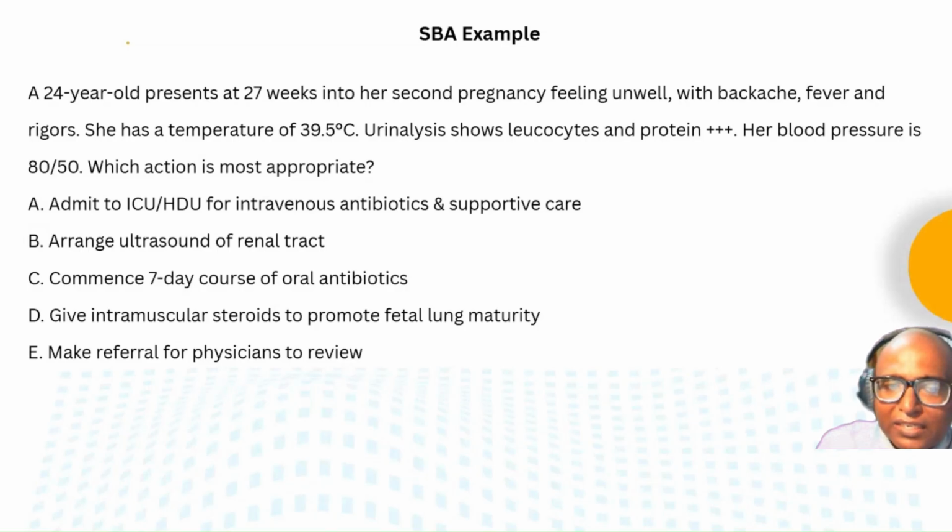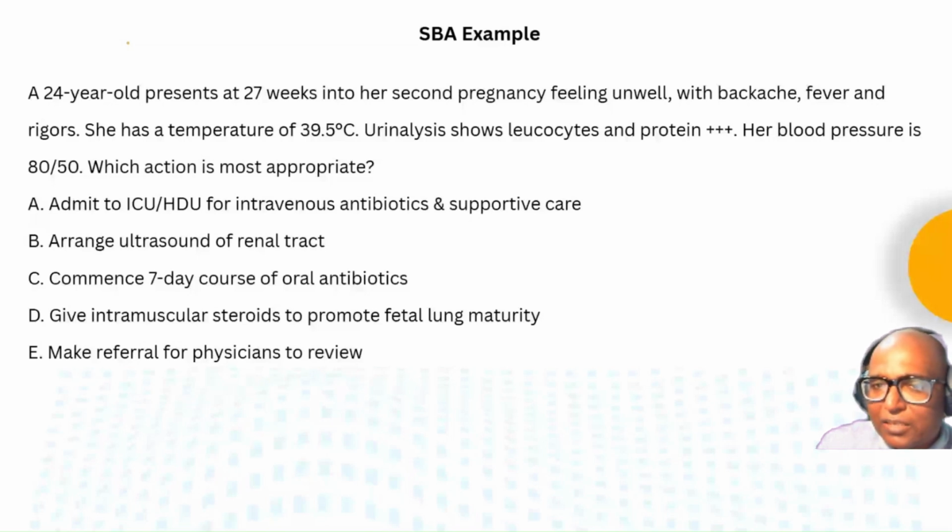For example, read this particular question. A 24-year-old presents at 27 weeks in her second pregnancy, feeling unwell with backache, fever, and rigors. She has a temperature of 39.5 degrees, and urine analysis shows leukocytes, and proteins are 3 plus. Her blood pressure is 80/50. Which action is most appropriate? The options are: one, she requires admission to the ICU or HDU for IV antibiotics and supportive care. Second, arrange an ultrasound of the renal tract. Third, commence a 7-day course of oral antibiotics. Fourth, give intramuscular steroids to promote fetal lung maturity. And fifth, make a referral for physicians to review.